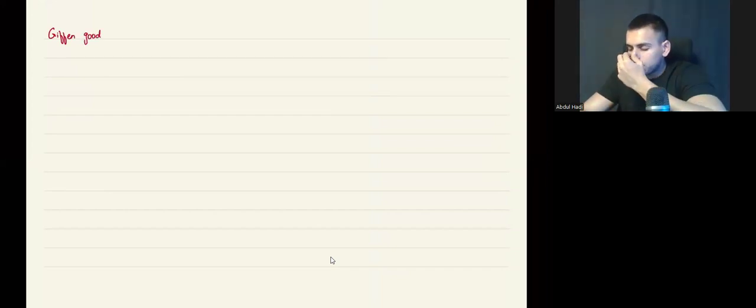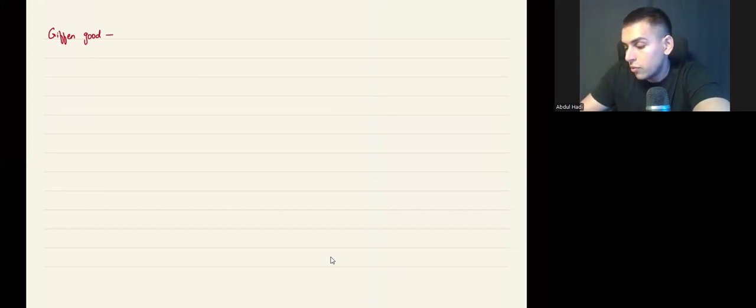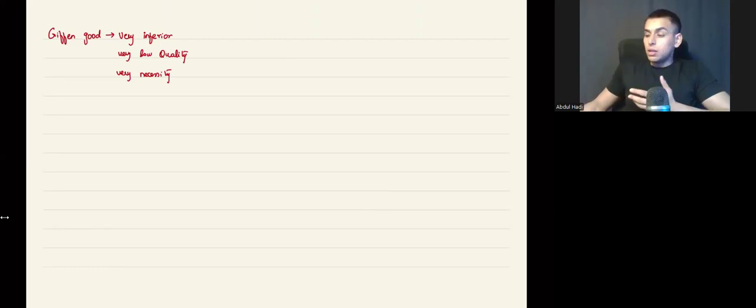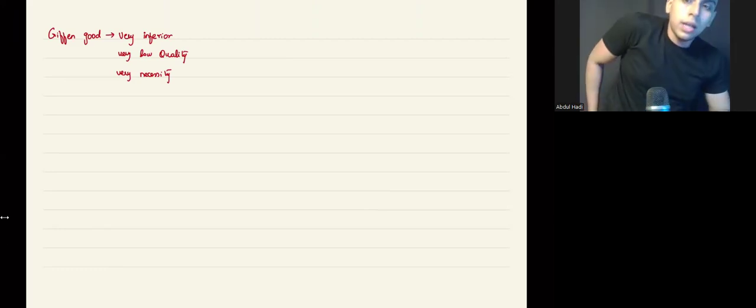Now, what is Giffen good? See, Giffen good is a good which is very inferior, very low quality, and very necessity in nature. Now, Giffen good is more inferior than inferior good itself. You must have studied income elasticity of demand back in your AS, and you must have studied about inferior good, which is a low quality good. Now, Giffen good is more inferior than the inferior good itself, and it is more of a necessity than the normal inferior good that we learn in income elasticity of demand.